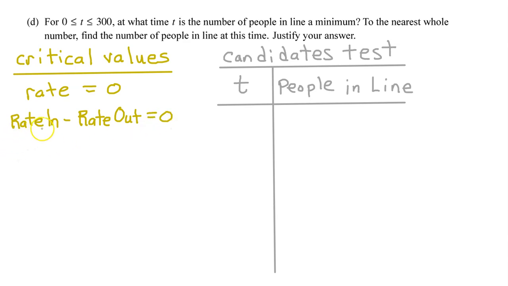But in the setup, we are told that the rate in is given by the function r of t. And the rate out is a constant 0.7 people per second. So this is what we will set equal to 0. It will be a little bit easier to find the values of t that satisfy this equation if we add 0.7 to both sides. So we need to find at what times t, r of t, is equal to 0.7. In other words, for what values of t will the rate in equal the rate out? Let's use the graphing calculator to find these values of t.